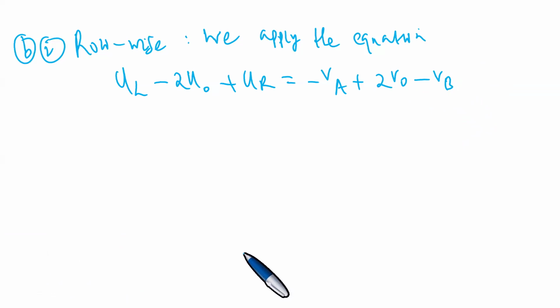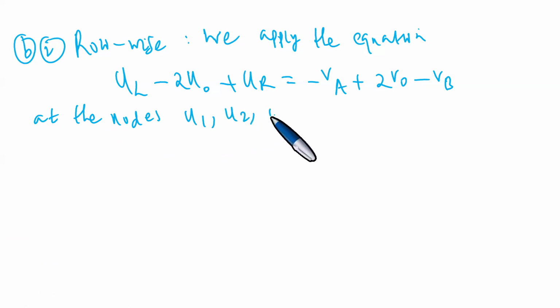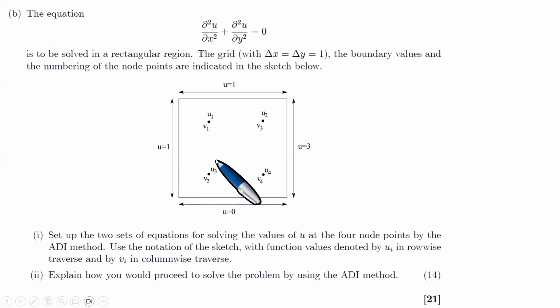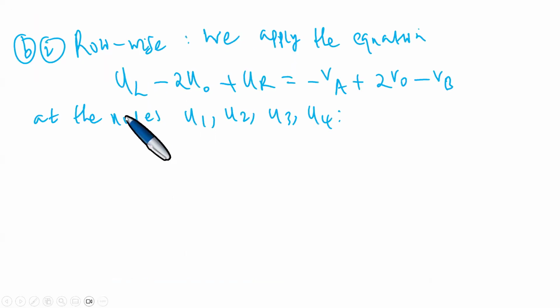We shall apply this equation using the row-wise approach analysis at the nodes, for example at the nodes U1, U2, U3, together with U4. Those are the nodes that appear in this rectangular region. Looking at the row-wise approach, you apply the equation UL minus 2U0 plus UR, which is minus VA plus 2V0 minus VB at the nodes.